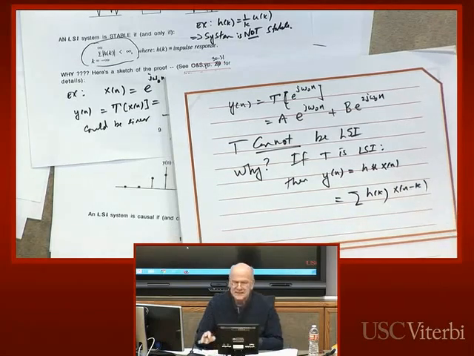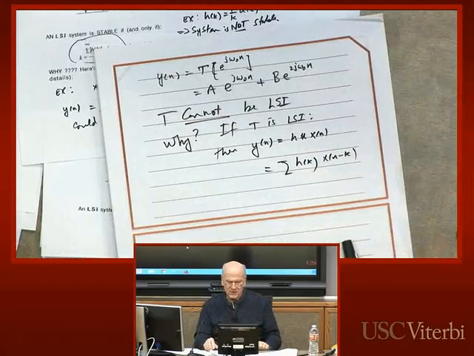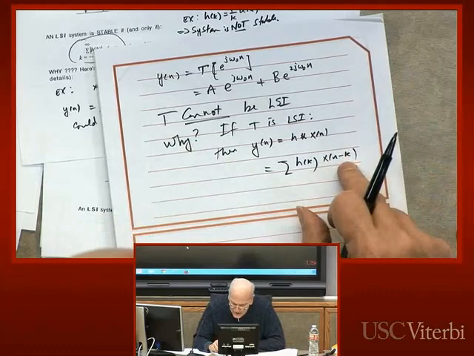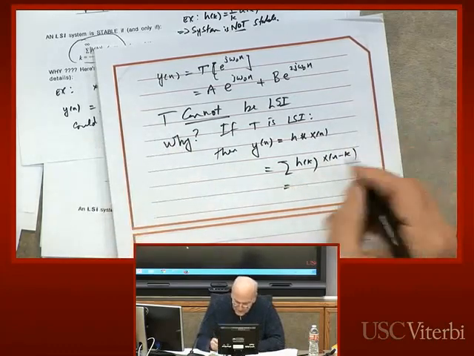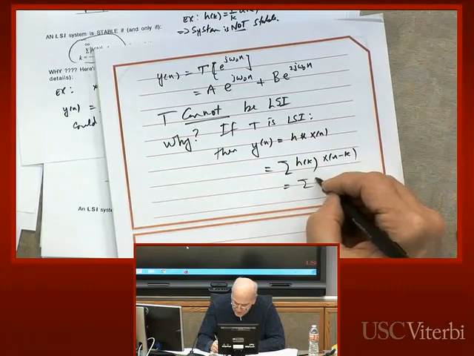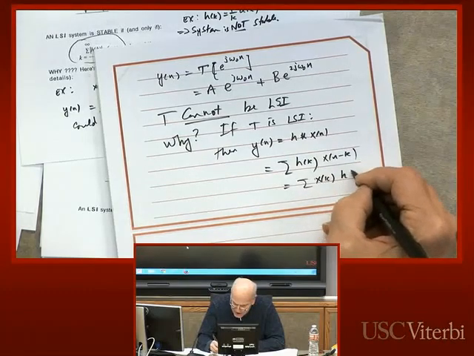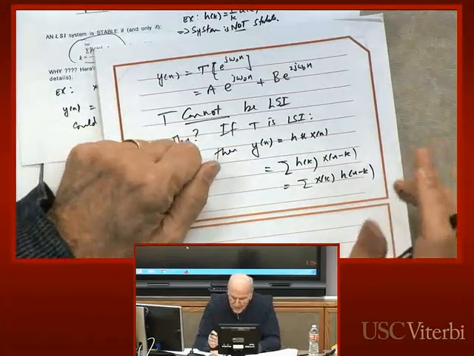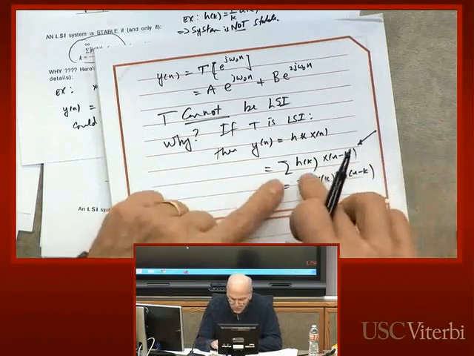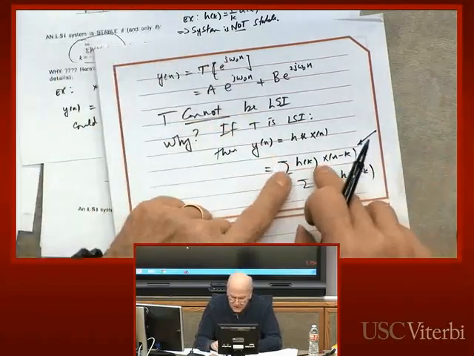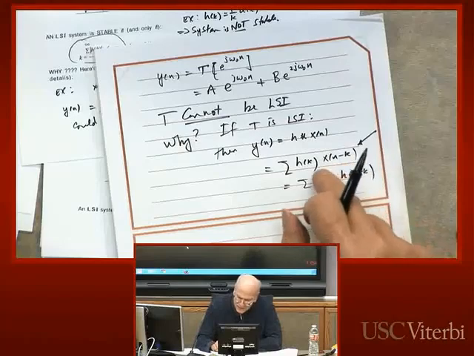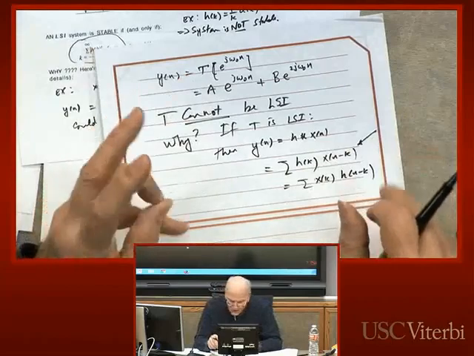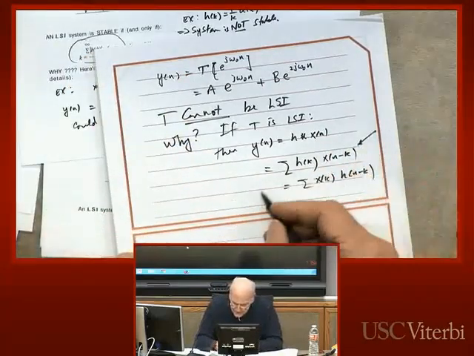By the way, as an aside, just a few moments ago I wrote this as a summation of x of k times h of n minus k. Clearly this can be written either way. I prefer this way, where the impulse response has the k, and the n dependence is on my input. But either one is identical by change of the index variable.